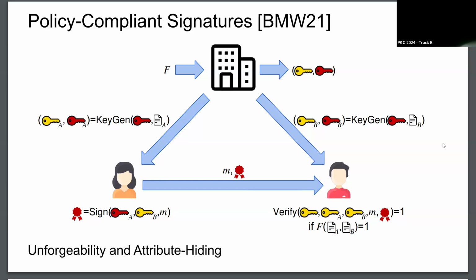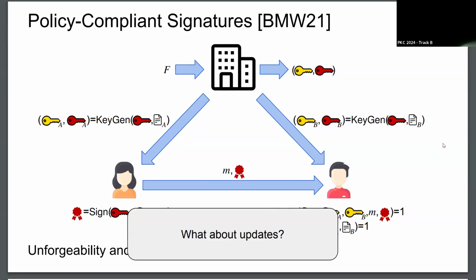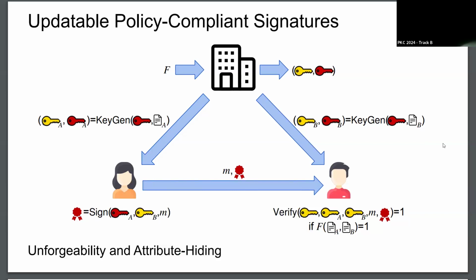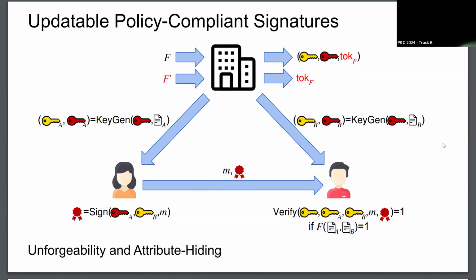One can now ask the question, what about updates in the system? Because the setup procedure needs to take as an input this global policy, we don't know how to handle this. This is what we focus on in this work. We do this by first extending the setup procedure and letting it output a token, depending on the policy, besides the master public key and the master secret key. Then we also allow it to run an update procedure to generate fresh tokens for different policies than the initial one.